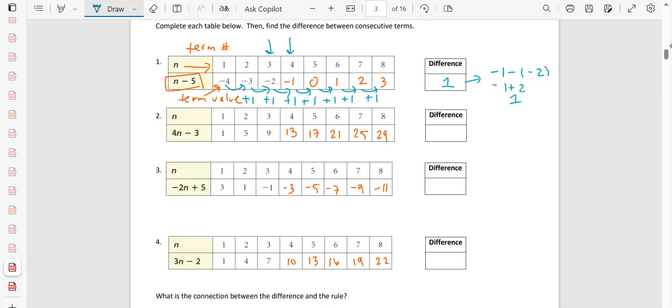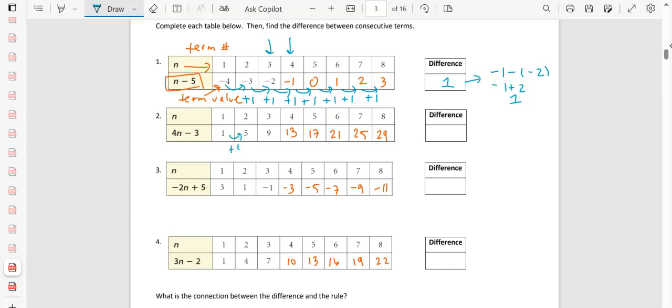which is 1. It might have been easier for me to start at term 8 and subtract term 7. Or another way of thinking about it, instead of doing the subtraction, is to ask, how do I take term 3 and get to term 4? I add 1, so that's my difference. I want you to do that for each of these next ones. You can pause the video to do that.